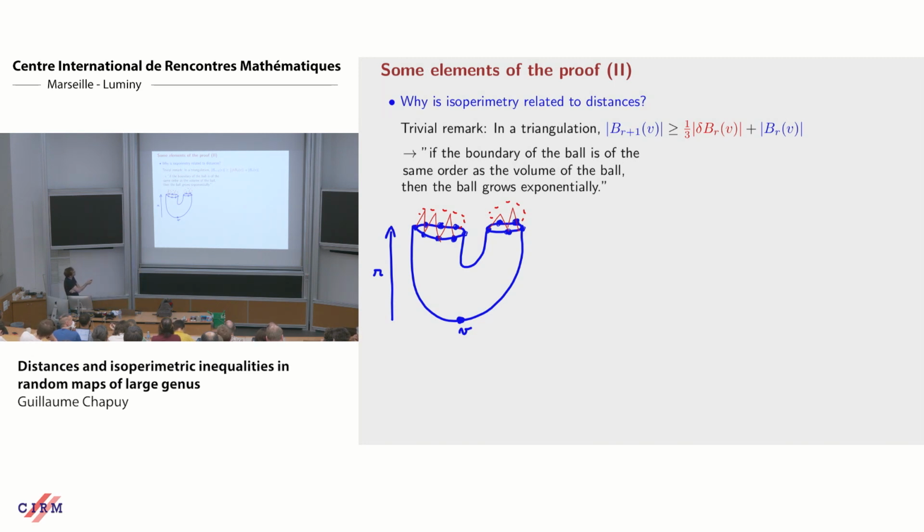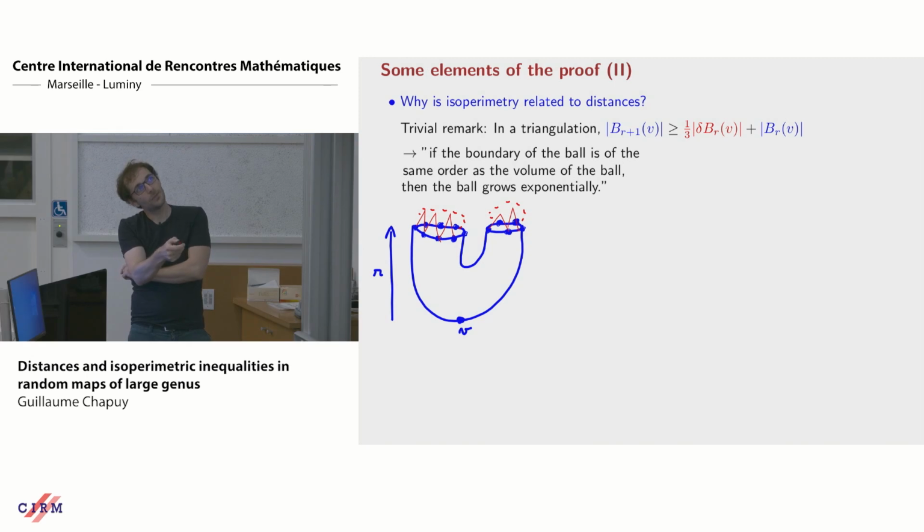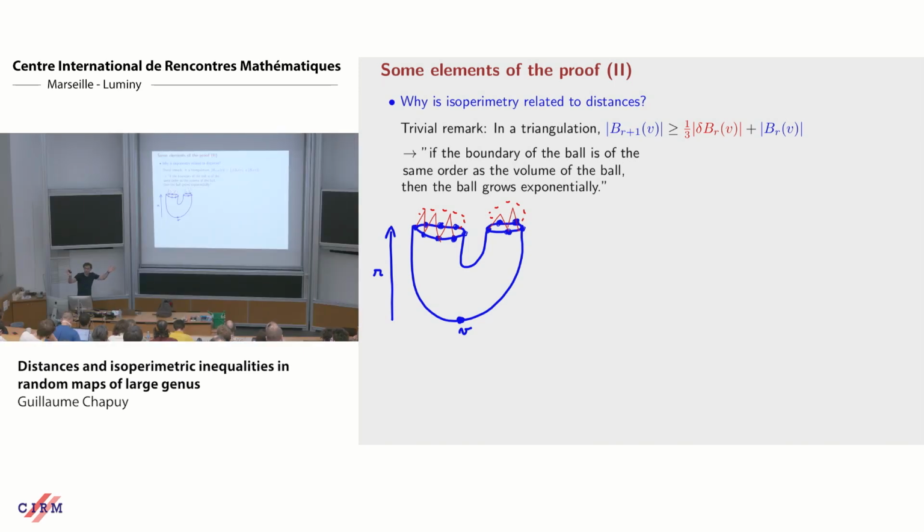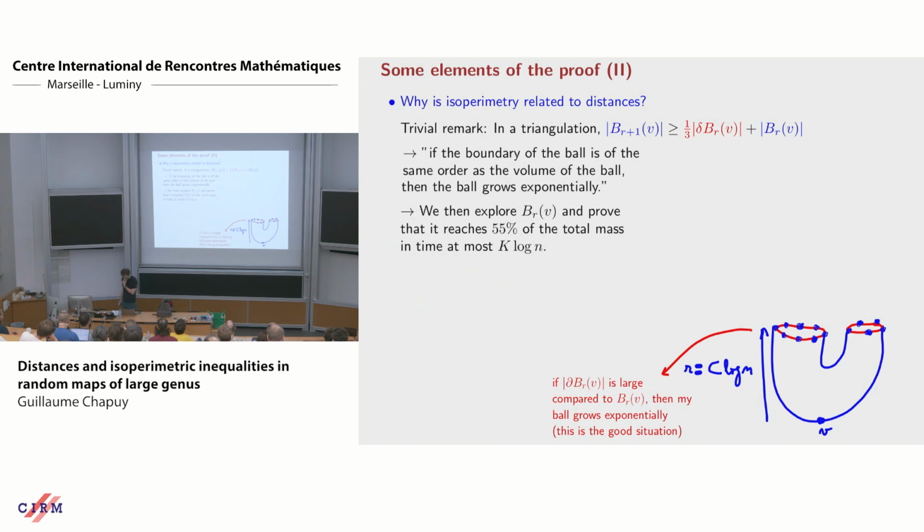So what this means is, if the boundary of your ball, this quantity here in red, is of the same order as the quantity in blue, say that this is at least 0.1 times that, then this on the left will be at least 1.1 times this. So this means that your ball grows exponentially. If you are in a situation where your ball has a boundary which is large compared to the ball itself, then the next ball will be significantly larger. And then, if you combine that with isoperimetry, then you win a lot.